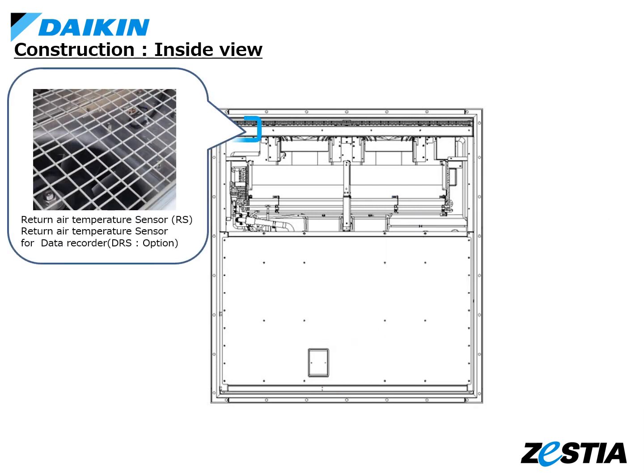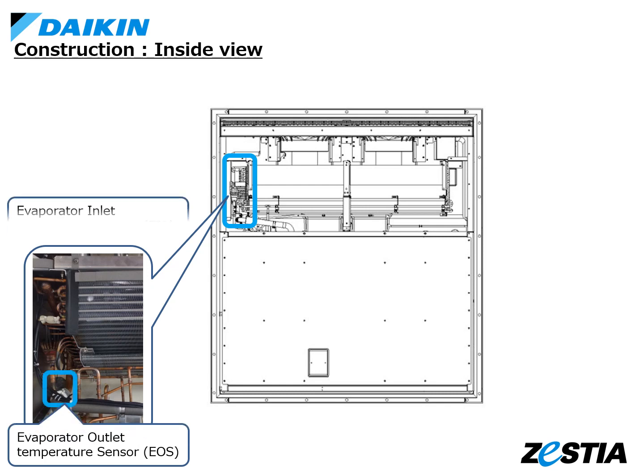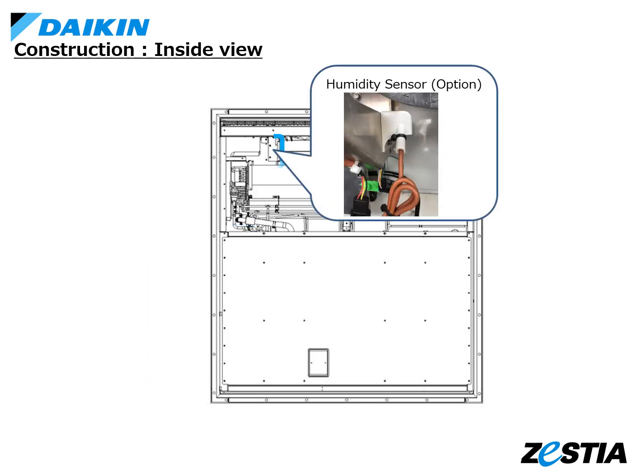There are RS and DRS on the side of the suction port. The blue marking is RS and the blue and red markings are DRS. EIS and EOS are in this position. These sensors measure the temperature at the inlet and outlet of the evaporator. There is a humidity sensor in this position. This is an optional part.